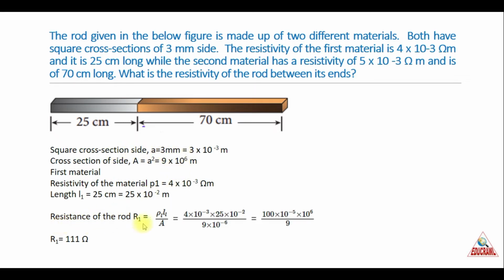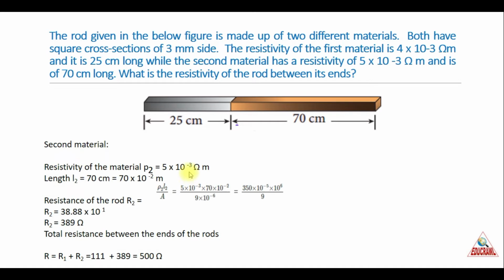So we will find the resistance of the rod R1 using the formula R1 is equal to ρ1 L1 by A. Substituting the value, we get the answer as 111 ohm. This is for the first material. Now we will find it for the second material. The resistivity of the second material is 5 × 10⁻³ ohm meter. Length is given. So substituting these values in the formula, R2 is equal to ρ2 L2 divided by A. Substituting the values, we will get the answer as 389 ohm.